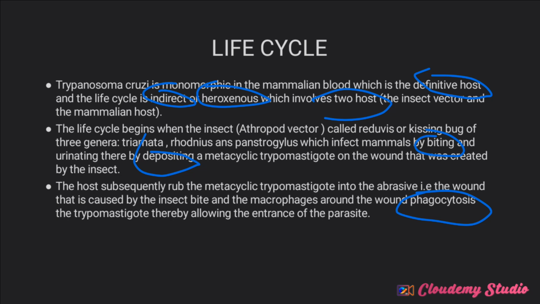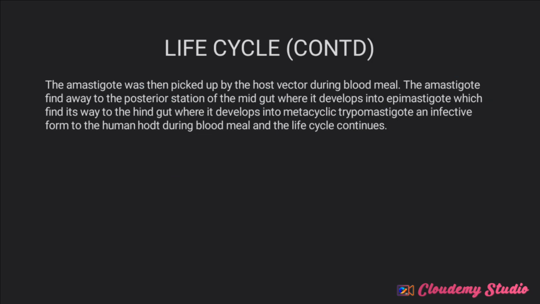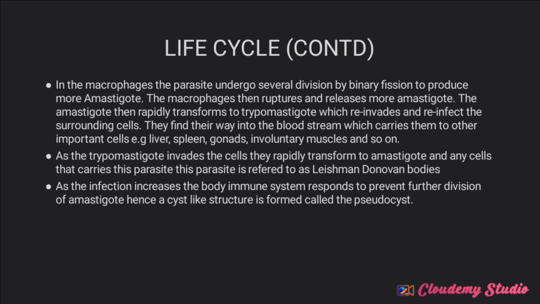So that is the first stage of their life cycle. Now, in the macrophages, the parasite undergoes several divisions by binary fission. And once they undergo binary fission, they produce what we know as amastigotes.